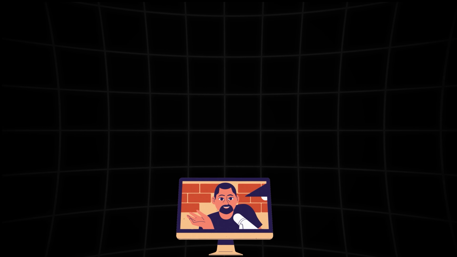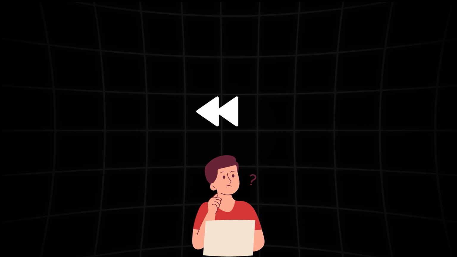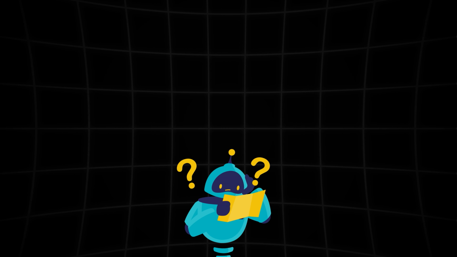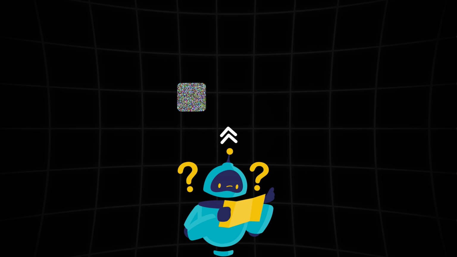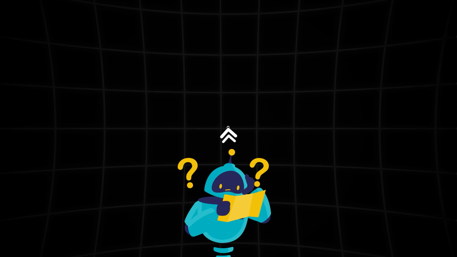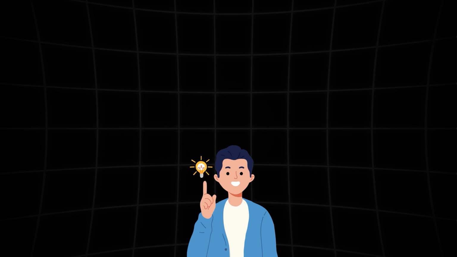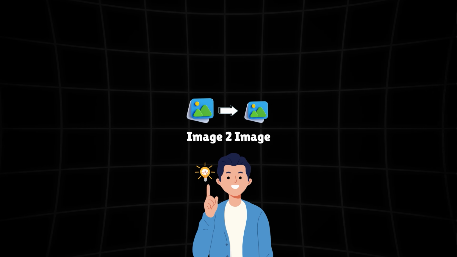And today, we're at day 4 of understanding how AI image generations work. If you haven't watched the previous video, I highly recommend you check it out for better understanding of this video. In our previous episode, we ended things with a big question. What if I don't want to start the image with some random noise? What if I already have a sketch or a photo and I want the AI to finish or improve it? This is where the next level of AI art begins, with a process called image to image.